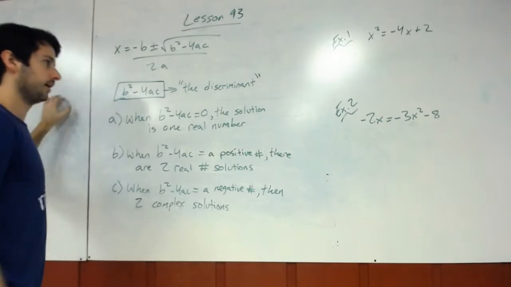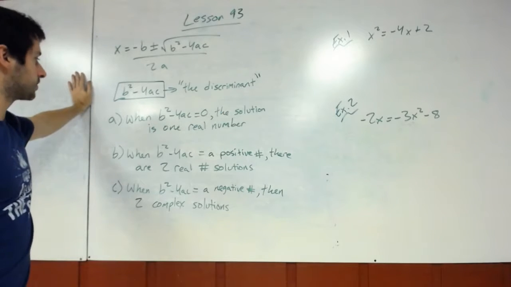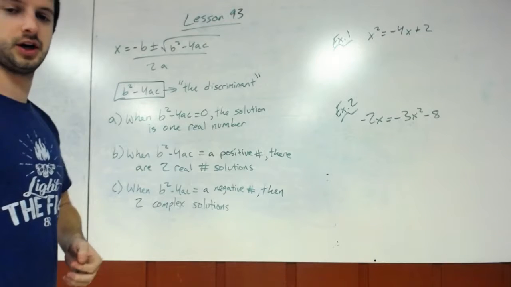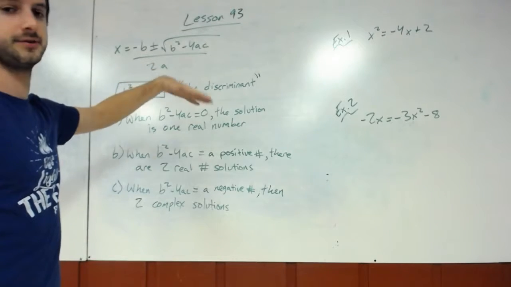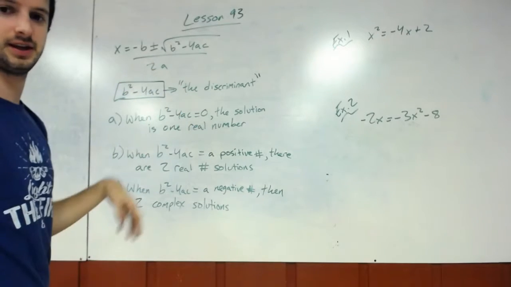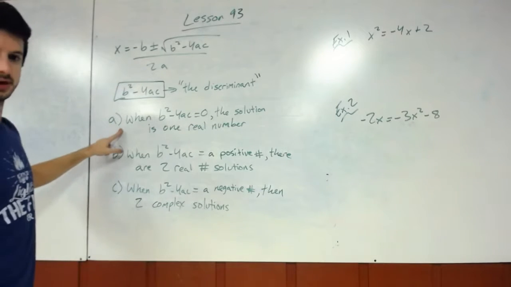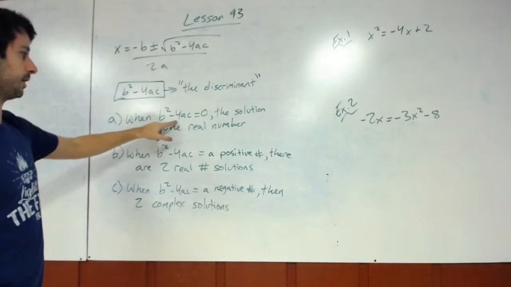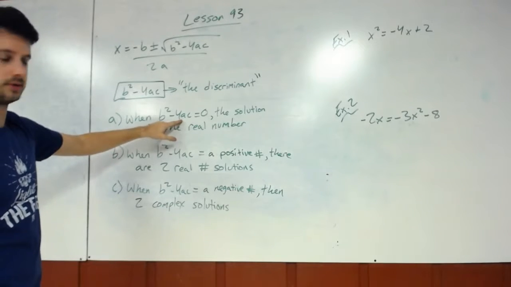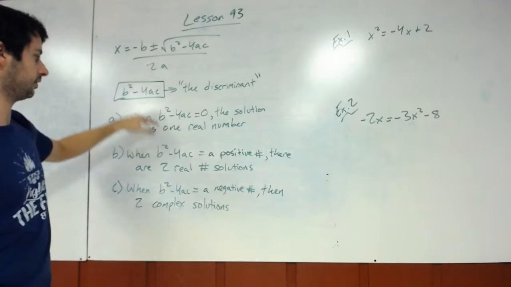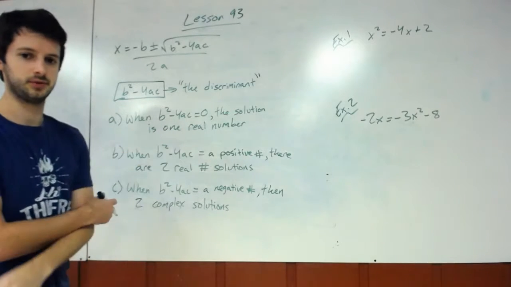All right, discriminant. What we can actually observe very early on in the quadratic formula is what kind of solution we are going to have in the end. There are three different options. Option A is when b squared minus 4ac, the discriminant, equals 0. Then your solution for x is going to be one real number.